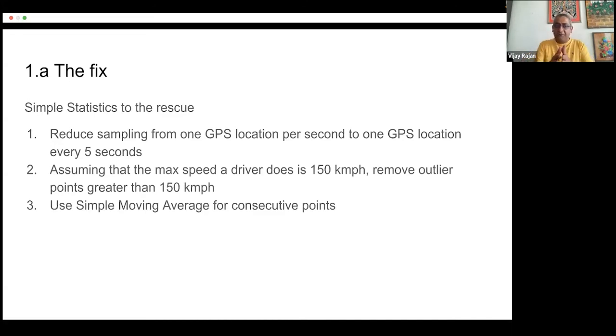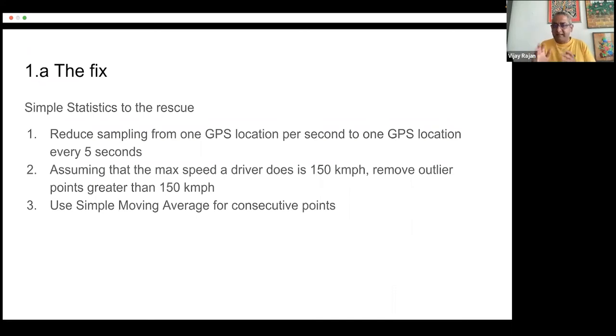So I'll go to the fix. I know I'm cutting short a lot of the things that happened, but hopefully you'll get some learning from this. This is not the greatest of use cases, but it's still a use case that solved a company pain point. So we reduced the sampling from 1 GPS location per second to 1 GPS location every 5 seconds. Now, we didn't need that level of accuracy of going every second. 5 seconds seemed to be fine.